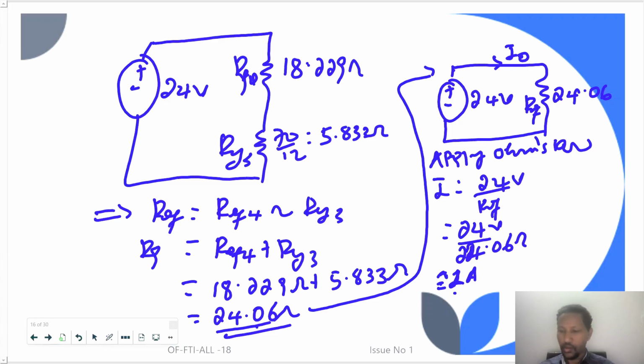Okay? So for any complex network, we can apply the conversion of delta to Y or Y to delta, so that we can have the values of the voltage across any element or the values of the current through any element. Okay. Let's have another example.